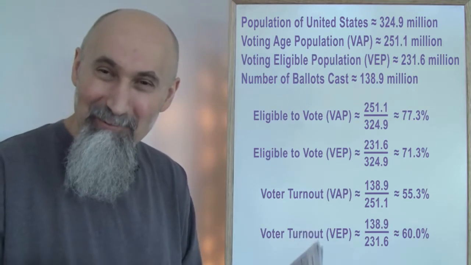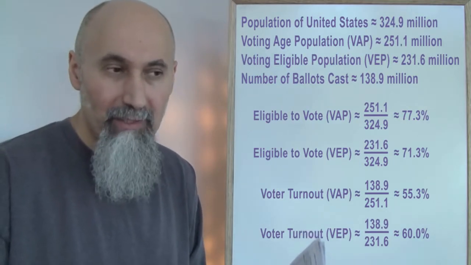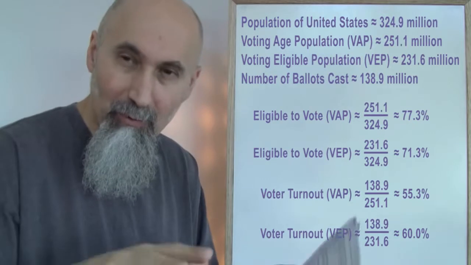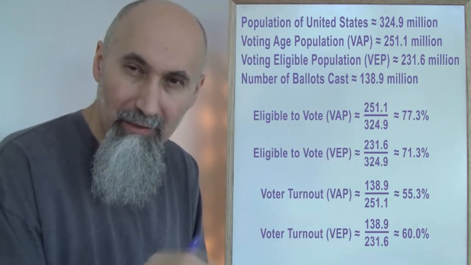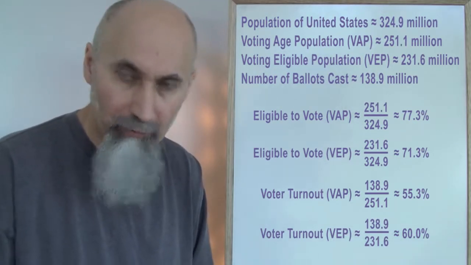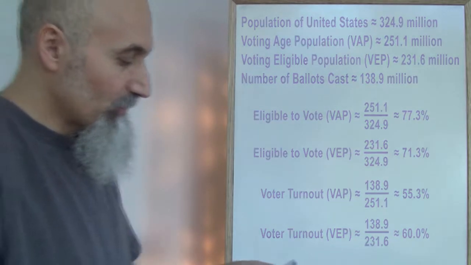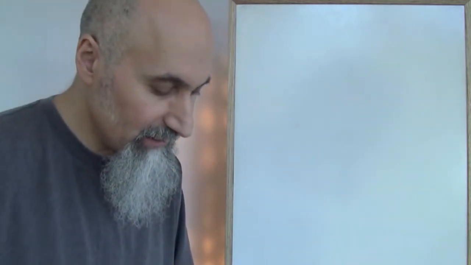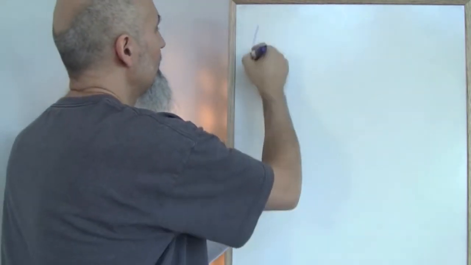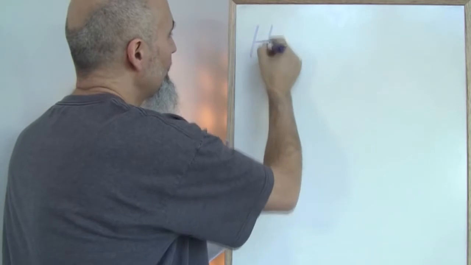That data is really important to keep in mind when we go one layer deeper and take a look at the popular vote, who voted for who. So for Hillary Clinton, 65.9 million people voted for Hillary Clinton. So we're going to put Hillary Clinton here, H.